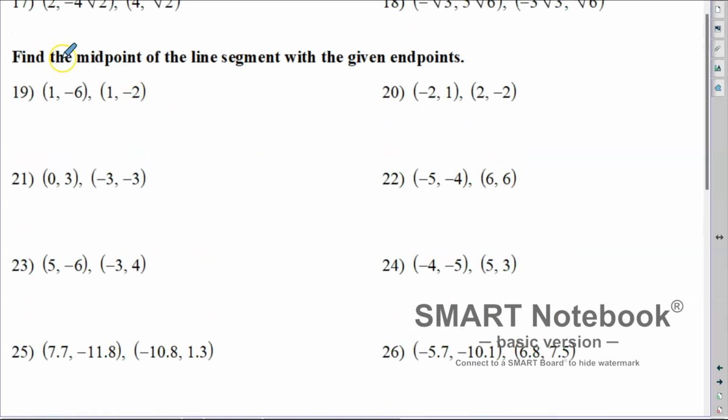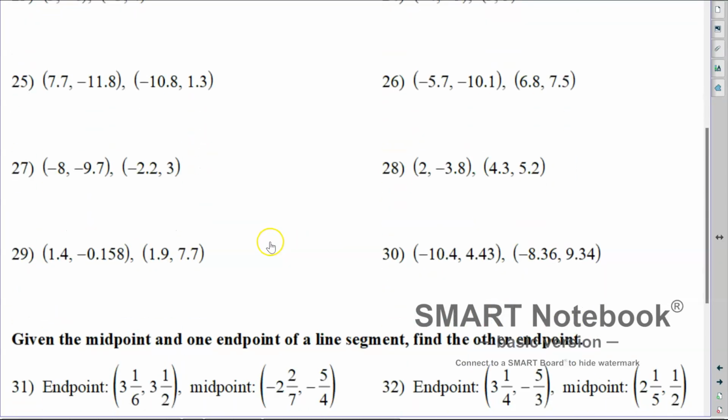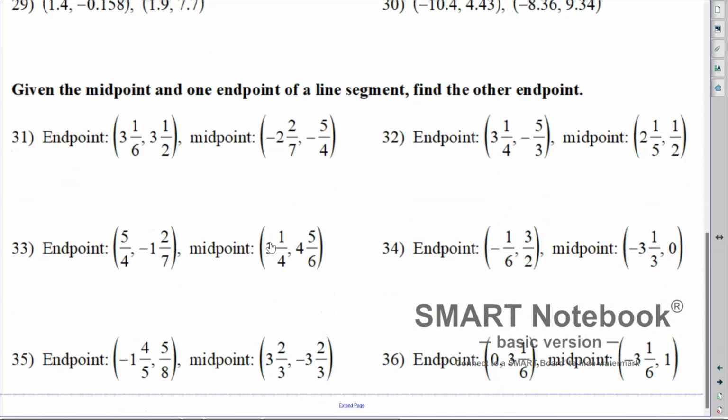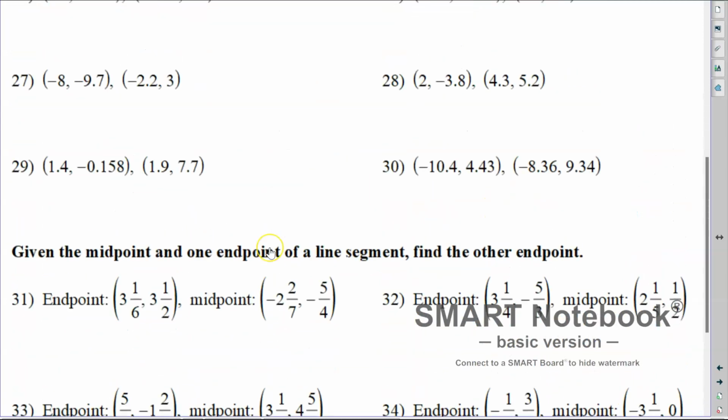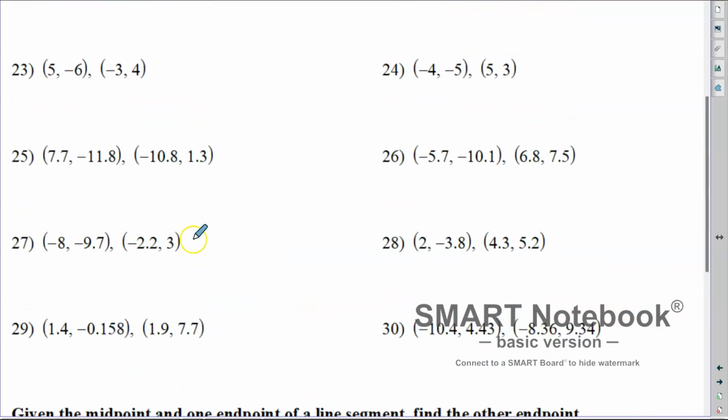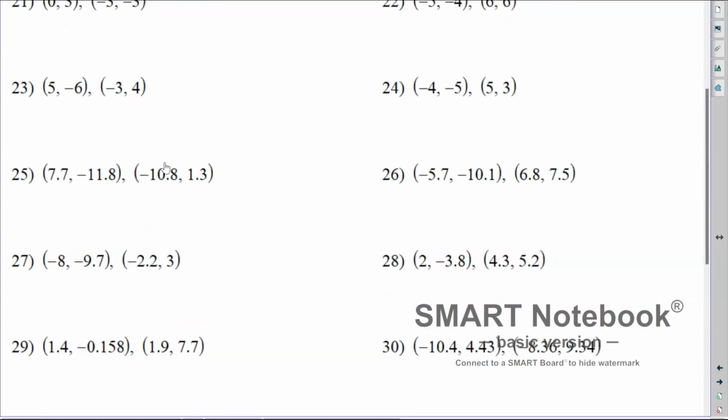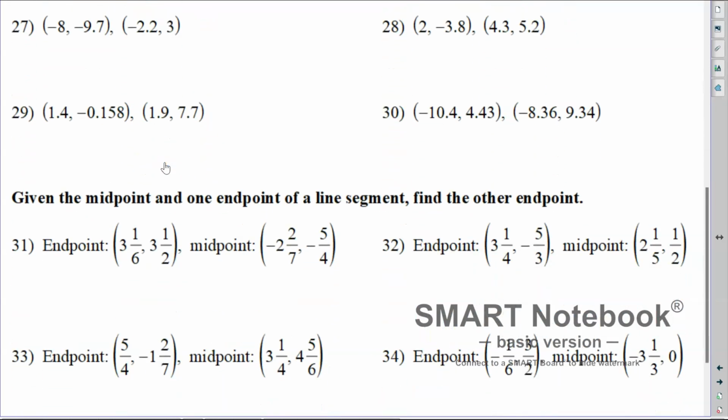So this is another objective: find the midpoint of the line segment with the given endpoints. We have some easy, medium, and hard. We'll do some of the hard ones definitely together. And in this case, don't let the decimals intimidate you. You guys are going to be fine. As a matter of fact, let's go ahead and do one of these decimals together.